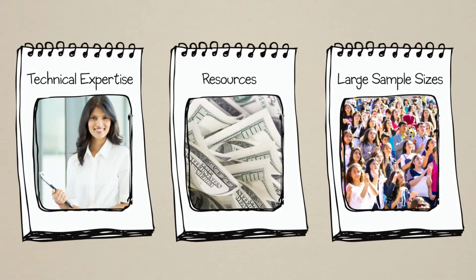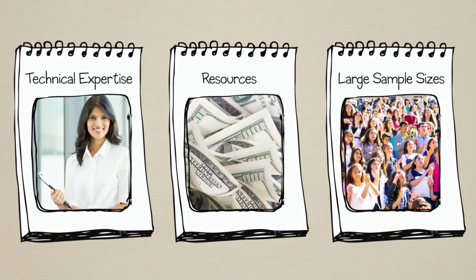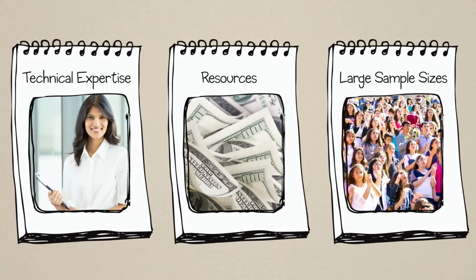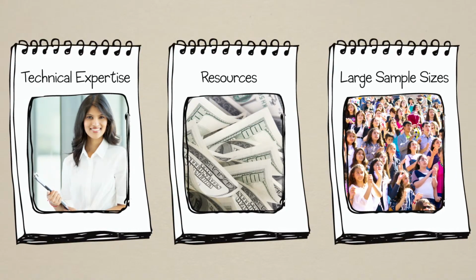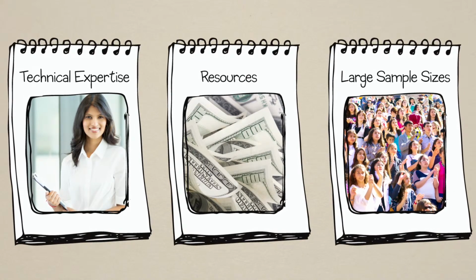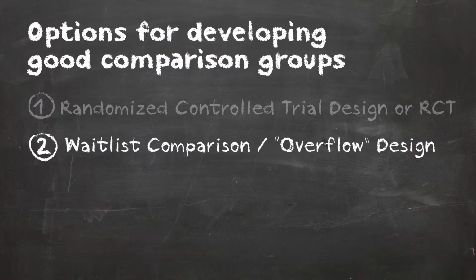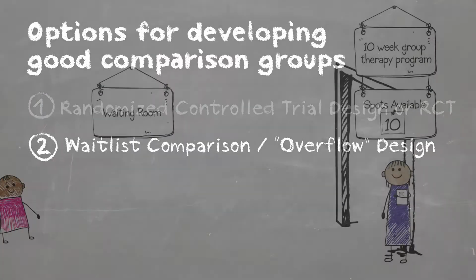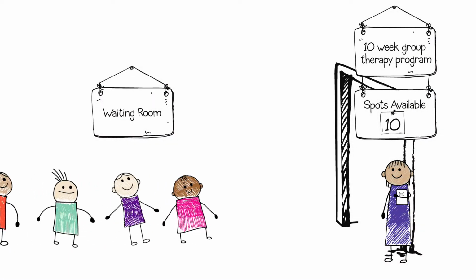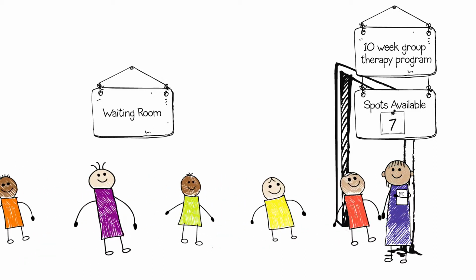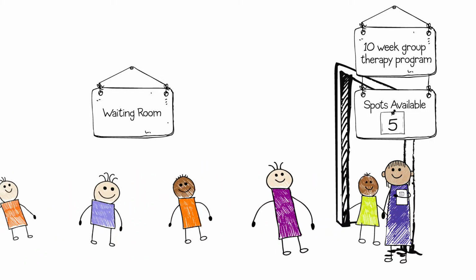But sometimes RCTs aren't possible, right? I mean, they require certain technical expertise, resources, or sample sizes that may not be available for all evaluations. Yes, and in those situations and others, there are other methods we can consider. One alternative is called a waitlist comparison or overflow design. This option could be used, for example, to test a new group therapy model for adolescents. With the waitlist design, all the teenagers eligible for the new therapy model are served on a first-come, first-served basis, depending on the service capacity of the therapist.